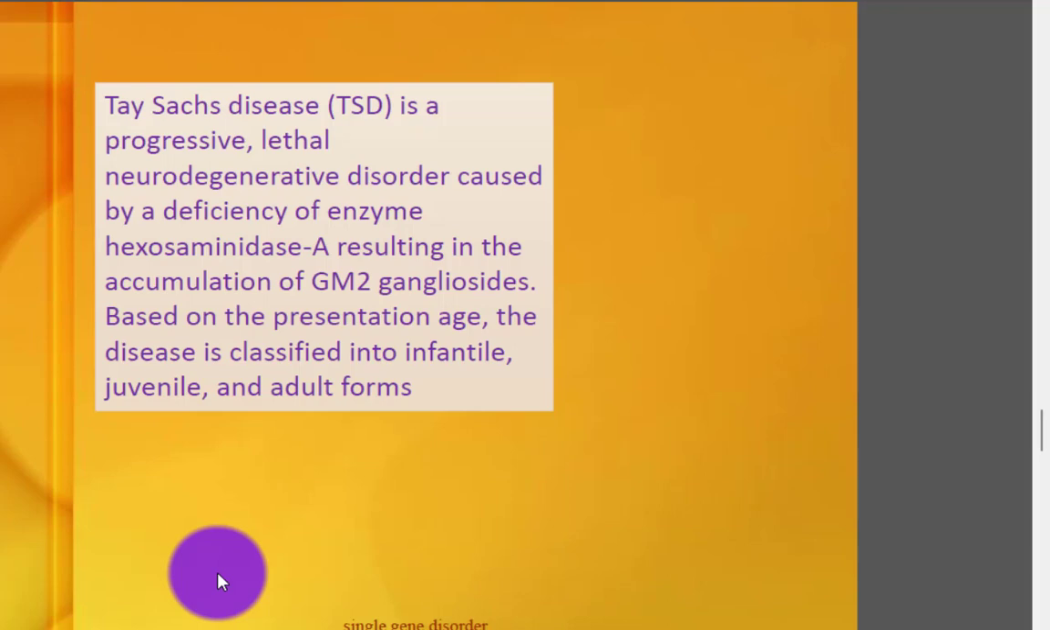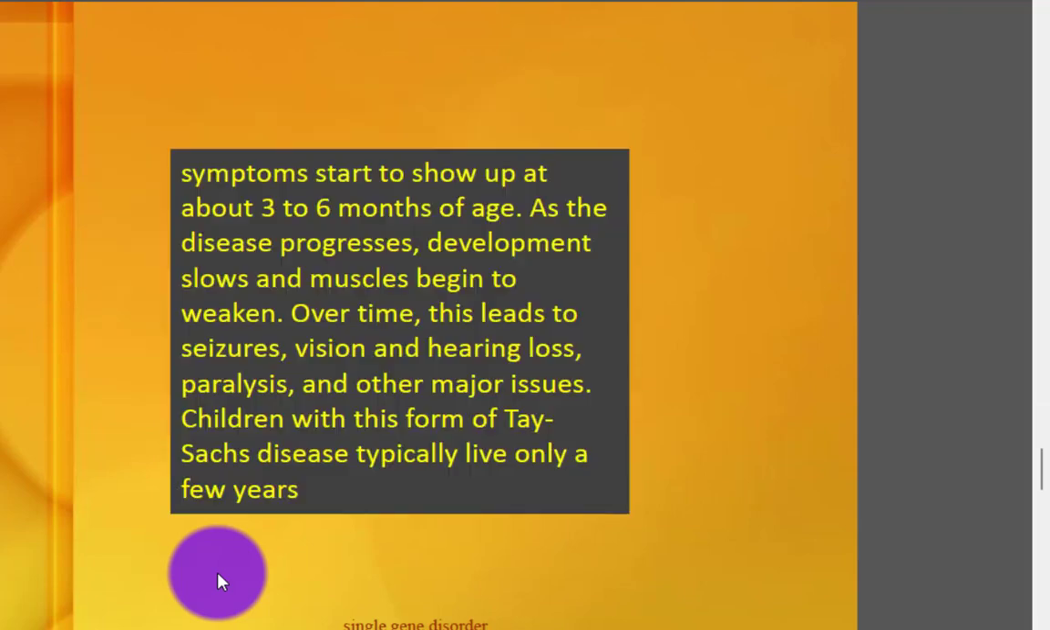Tay-Sachs disease, a progressive, lethal, neurodegenerative disorder caused by deficiency of the enzyme hexosaminidase A, resulting in the accumulation of GM2 gangliosides. Based on presentation age, the disease is classified into infantile, juvenile, and adult forms.